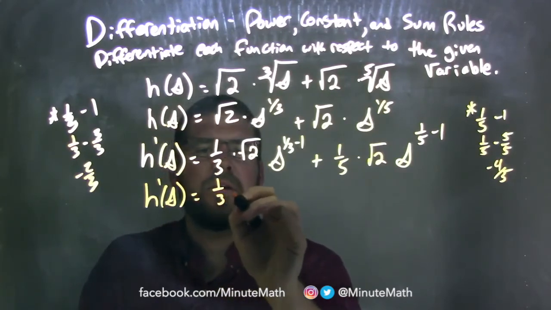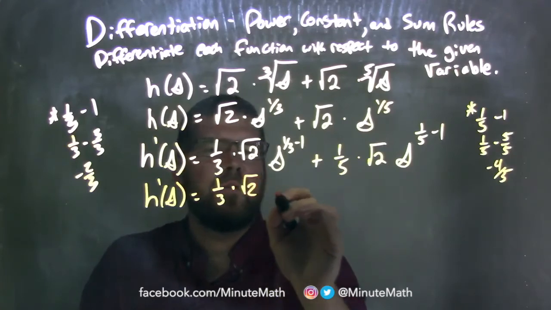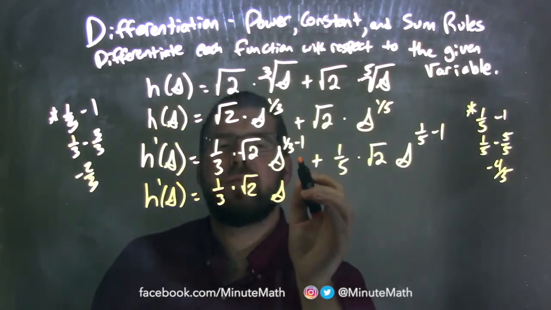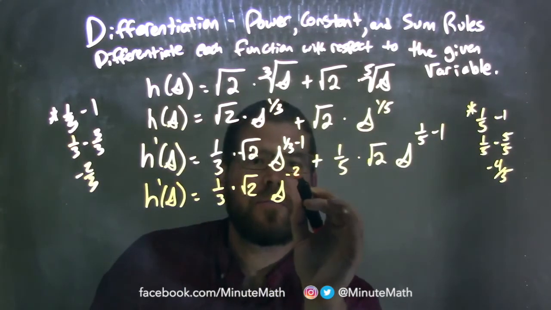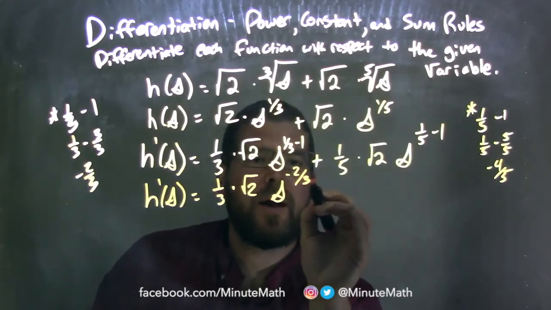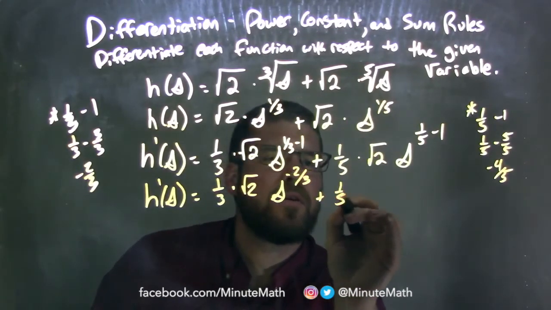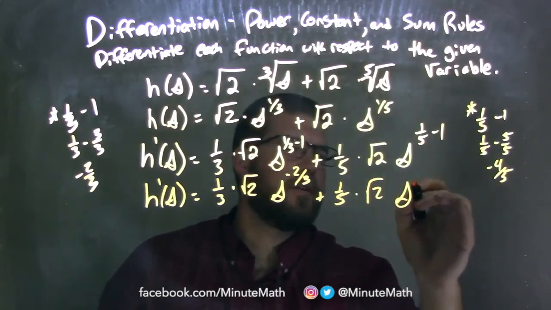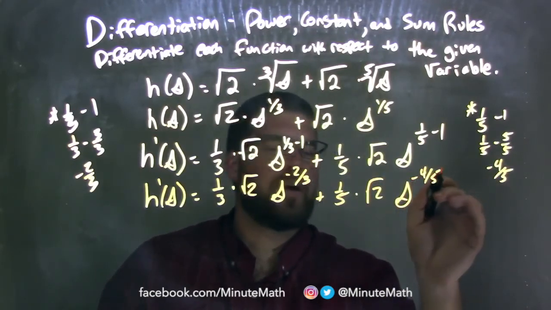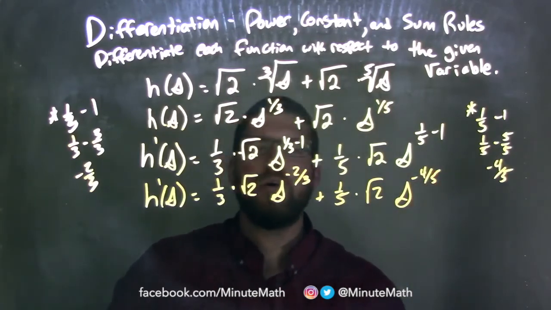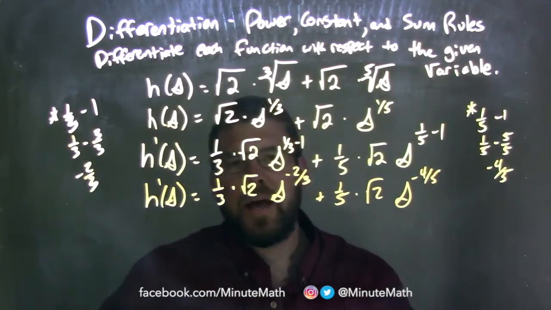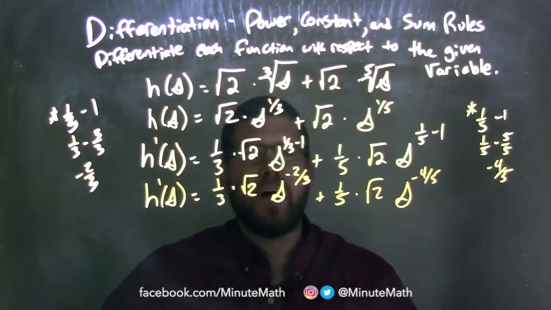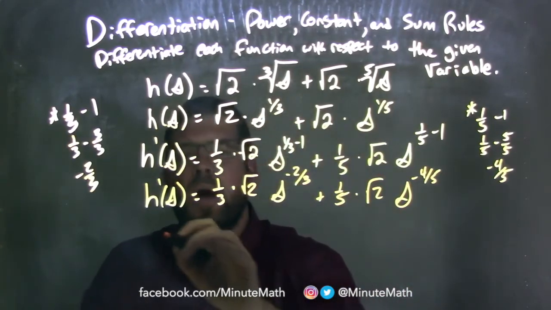So 1/3 times square root of 2, and this is now s to the 1/3 minus 1, which is negative 2/3 power, plus 1/5 times the square root of 2. That's s to the negative 4/5 power, which we found on the side. Now I don't like to have my exponents be a negative number, so I make them positive and put them in the denominator, a common technique.